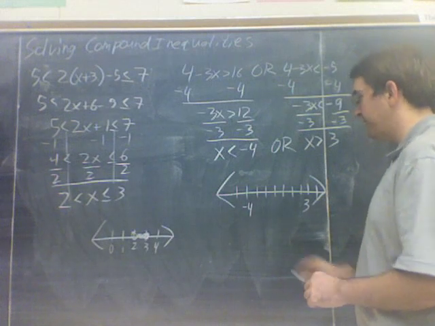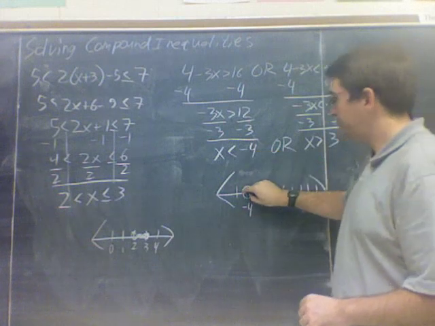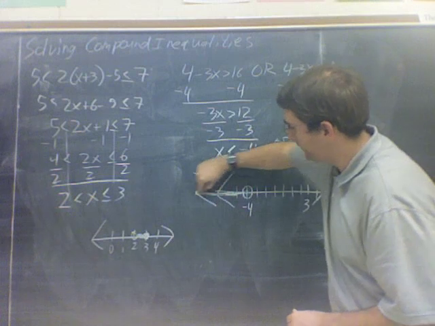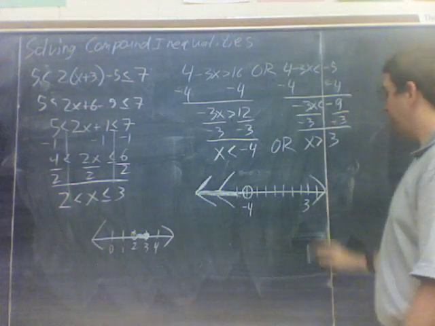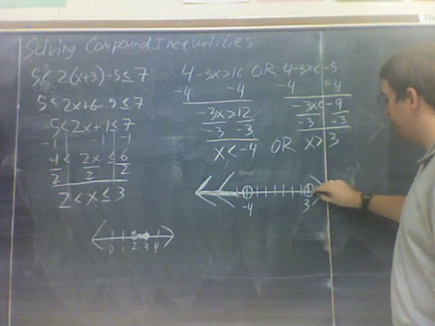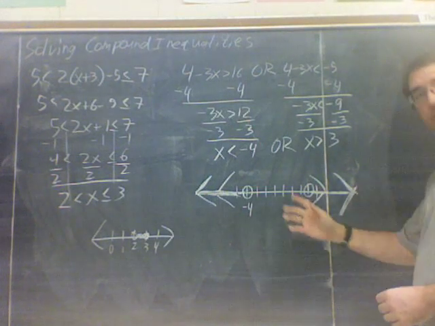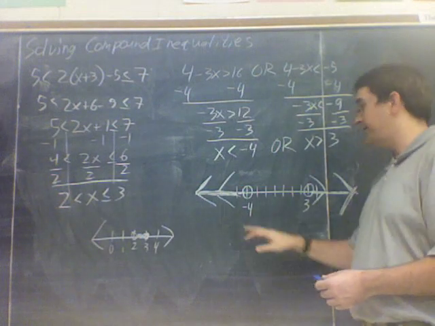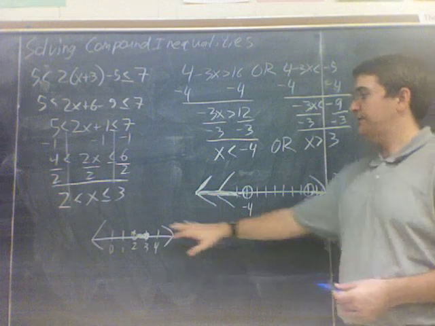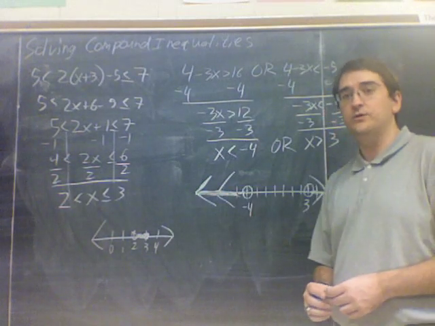And then finally, I have an open circle on the negative 4 because I'm not including it, shading to the left because I want values for x that are less than negative 4. Then similarly for the 3, open circle, shading to the right because I want values that are greater than positive 3. And then that's my graph. That would be my solution. Now I have that x is less than negative 4 or greater than 3 for this one, and x is between 2 and 3 for the inequality on the left.